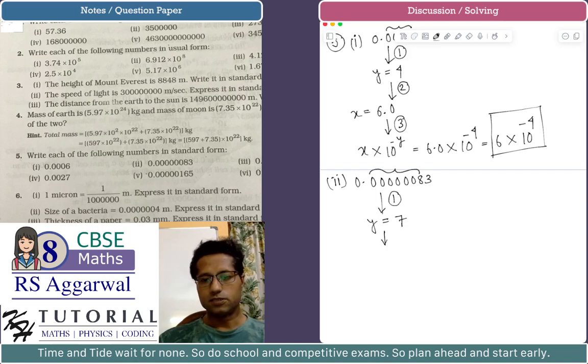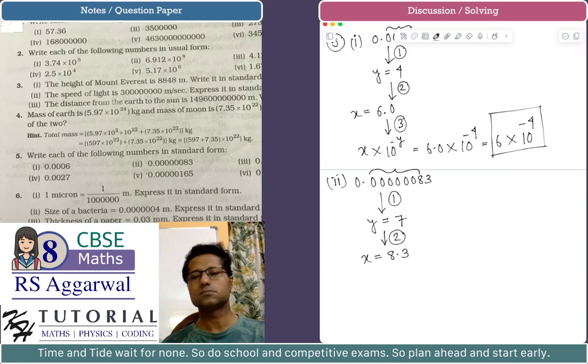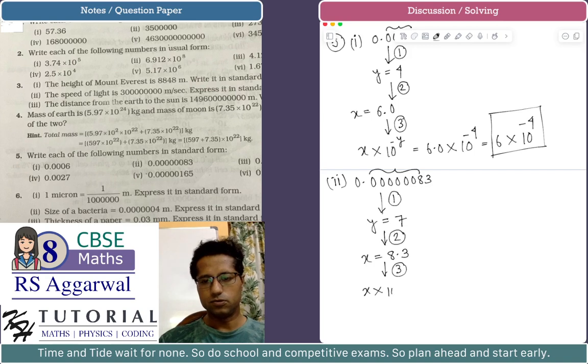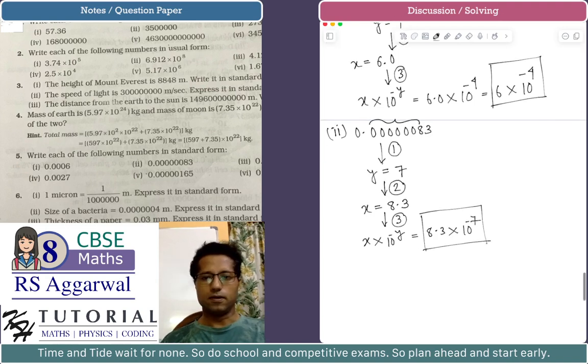Then after step 2, I will consider the given number as a whole number ignoring the decimal point, and that becomes 83. But I will put a decimal point after the leftmost digit. So x becomes equal to 8.3. So after the final step, the standard form will be x multiplied by 10 to the power minus y. This is equal to 8.3 multiplied by 10 to the power minus 7. Okay.